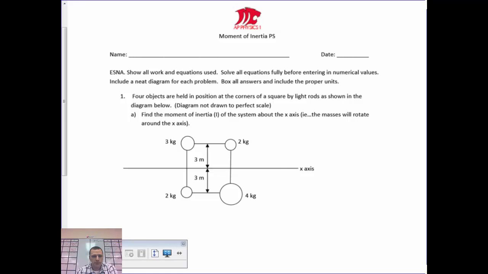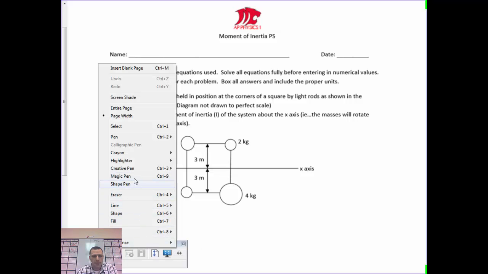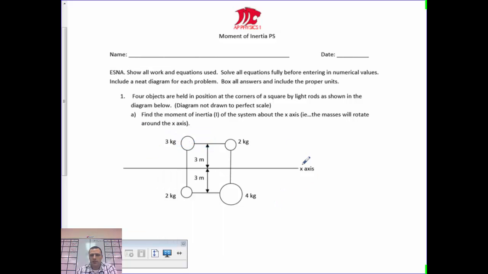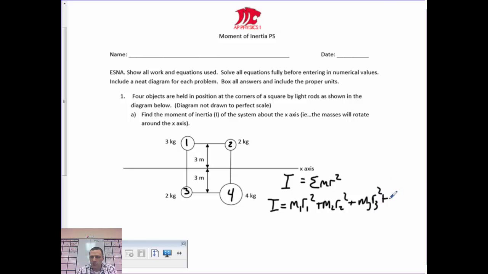Just a regular pen. The moment of inertia, I, equals the sum of m r squared. I'm going to label these 1, 2, 3, and 4. So I equals m1 r1 squared plus m2 r2 squared plus m3 r3 squared plus m4 r4 squared.